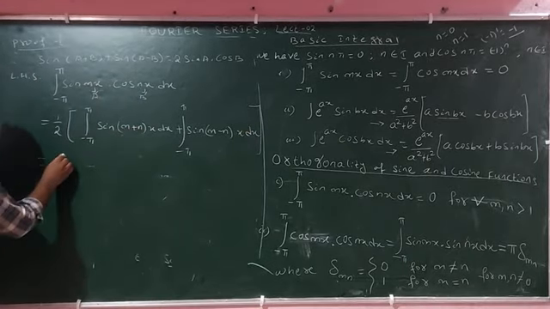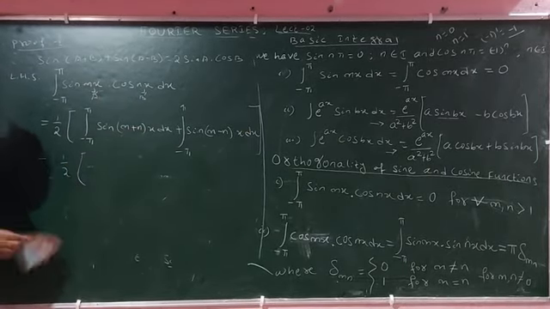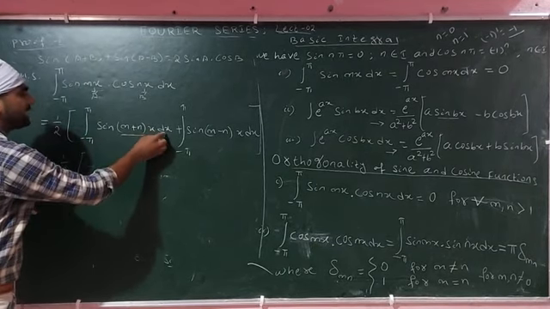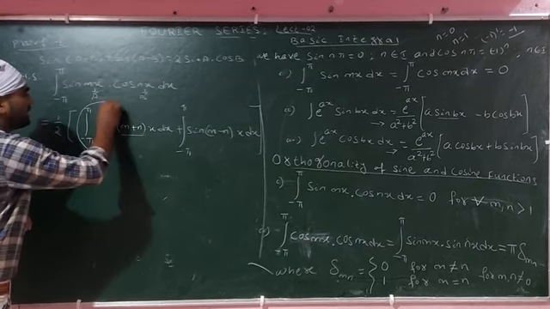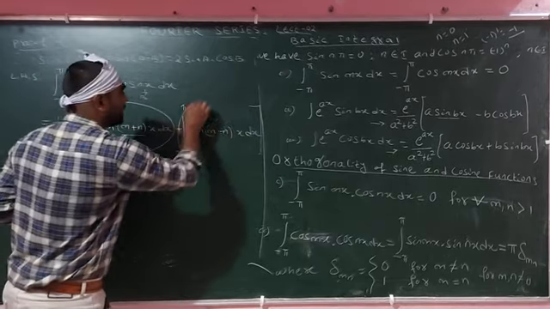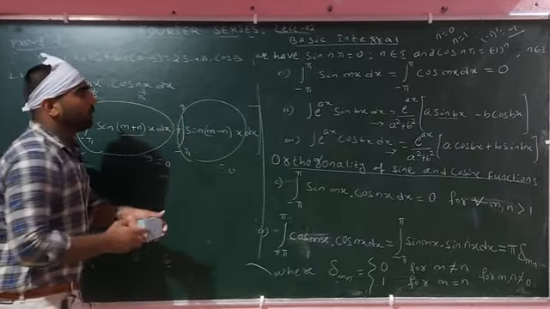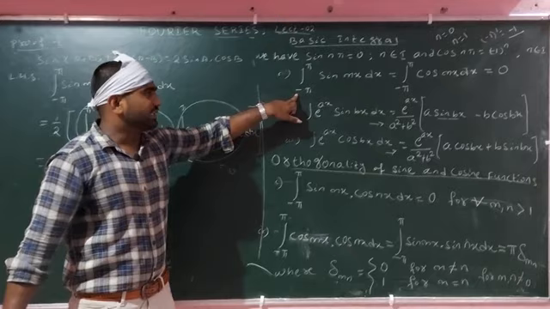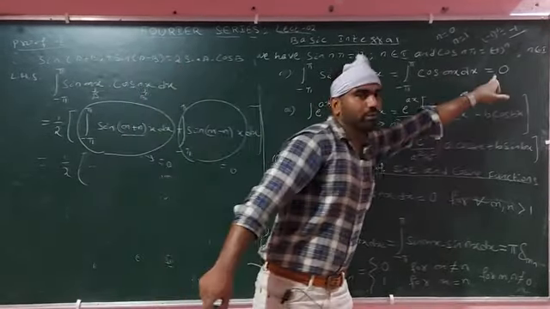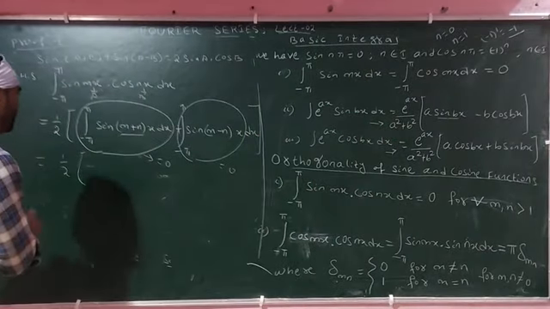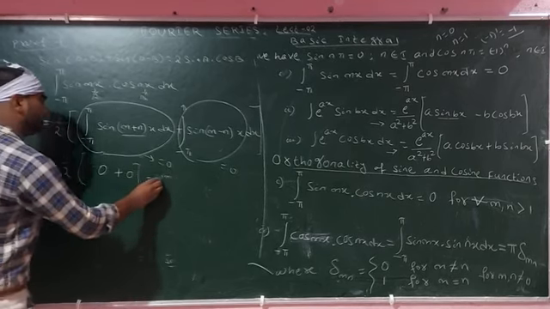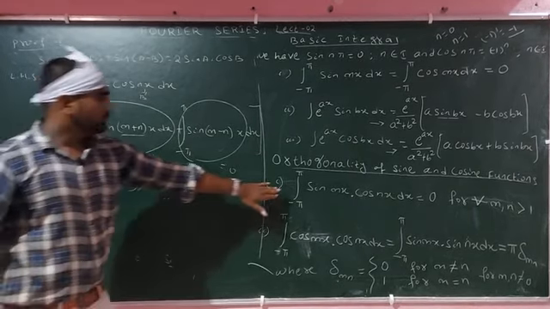Here we have the integration from minus pi to pi of sin (m plus n)x dx. This value will be 0 and also the other value will be 0 by applying the basic integrals, that is the integral of sin mx dx from minus pi to pi is 0. So here 0 plus 0 will be 0. Proved.